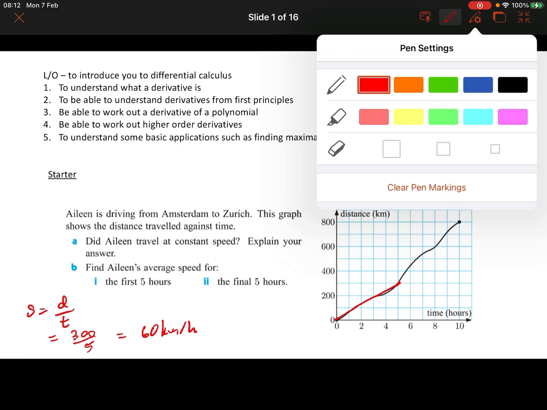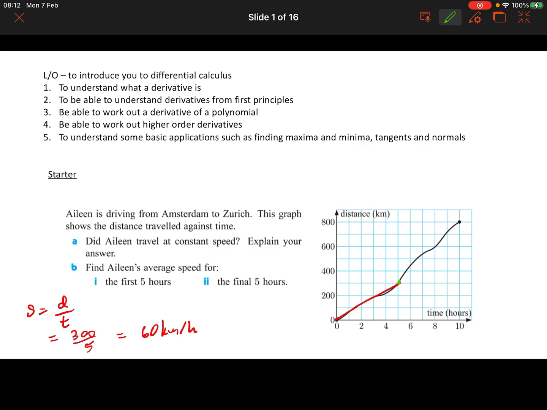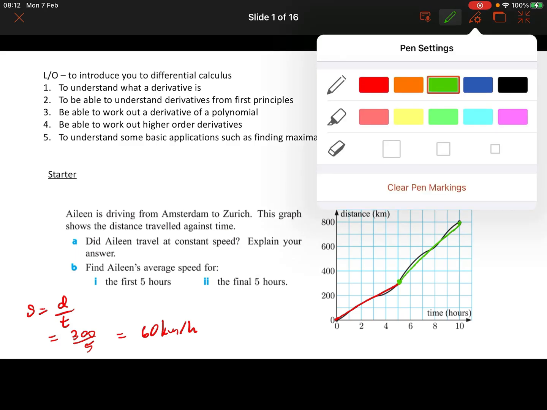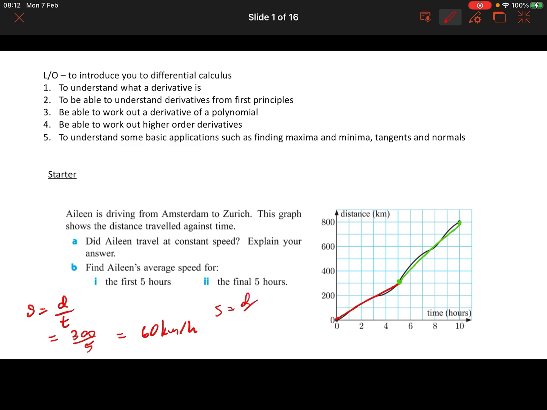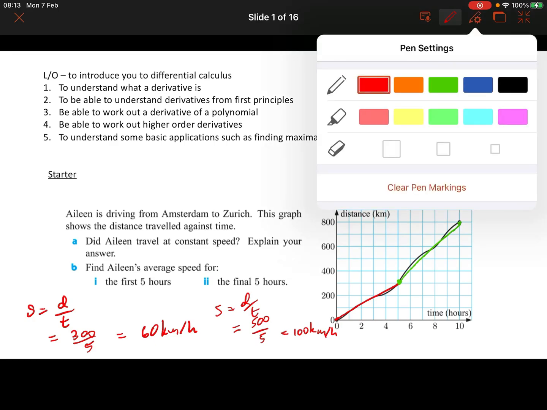What about the final 5 hours? Well, the final 5 hours is from here to here. So again, we draw a chord between the 2 points because we're only looking at the average. Speed equals distance over time. The time is still 5, but this time the distance travelled is 500. And so we were travelling at 100 kilometers per hour for that period on average. Okay, that's what we were doing on average.